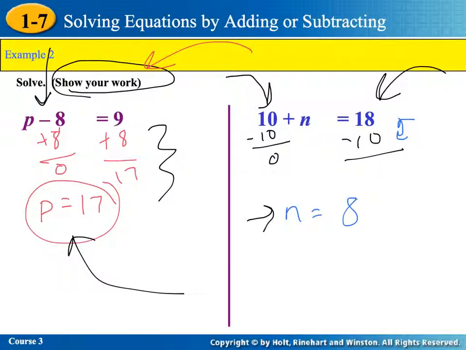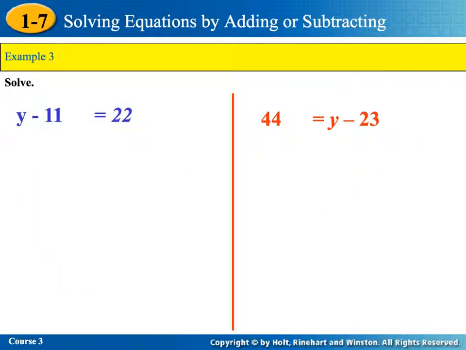Next problem. Same idea. These two I want you to make sure that you write, first of all, solve, writing directions. Don't forget that. Try to come up with the correct answer. So pause the video, come up with the correct answer.